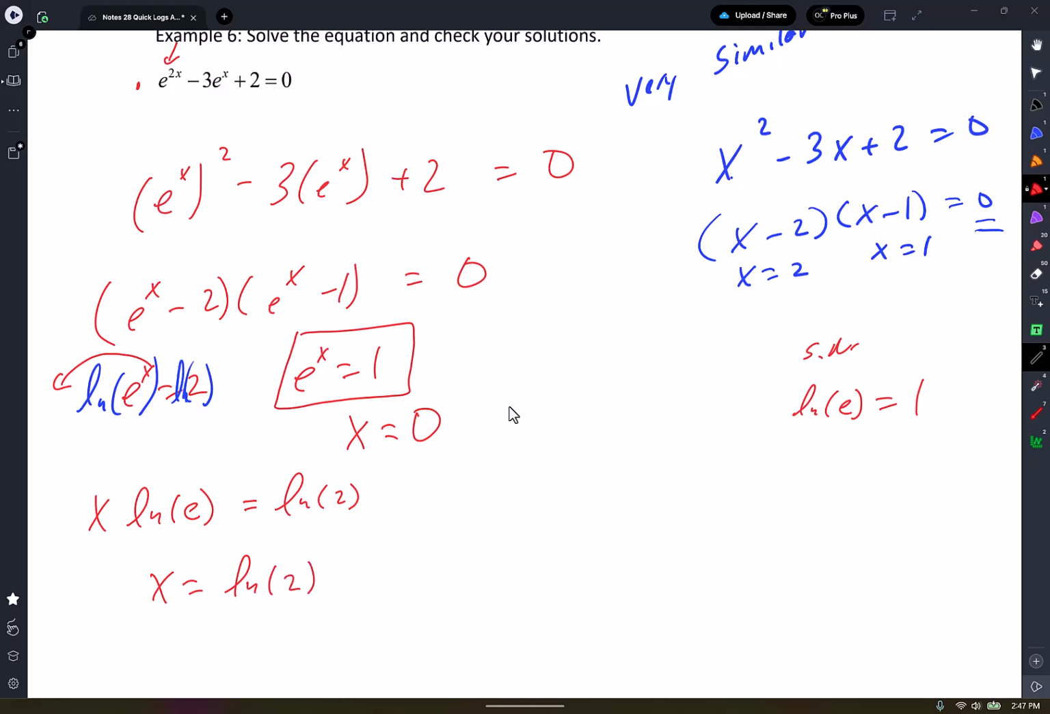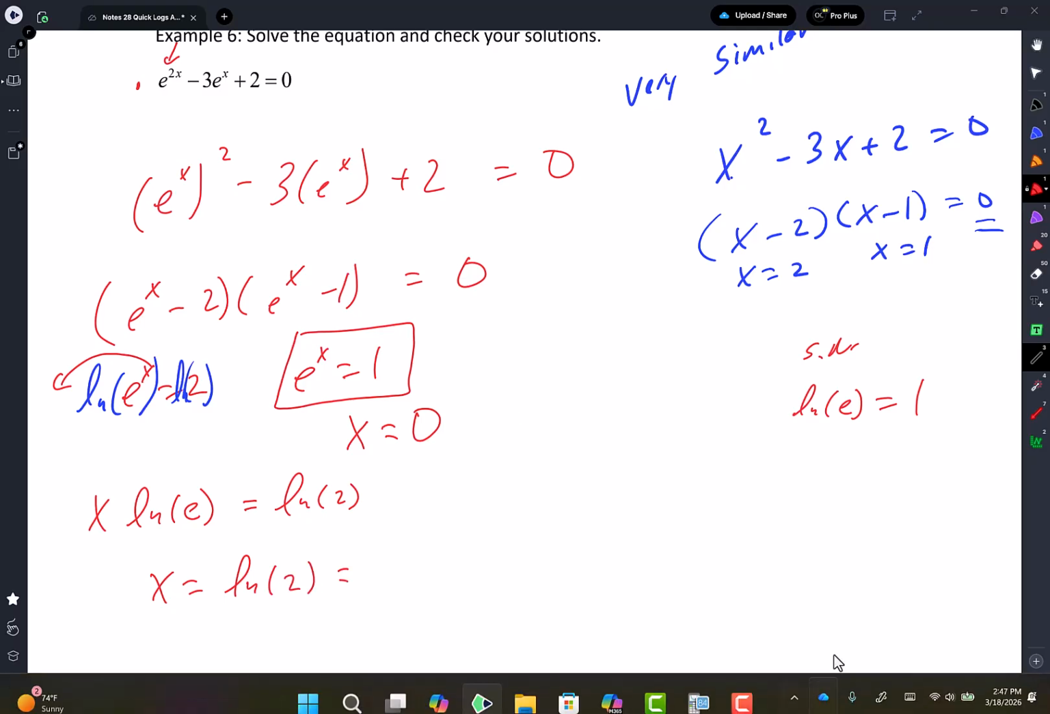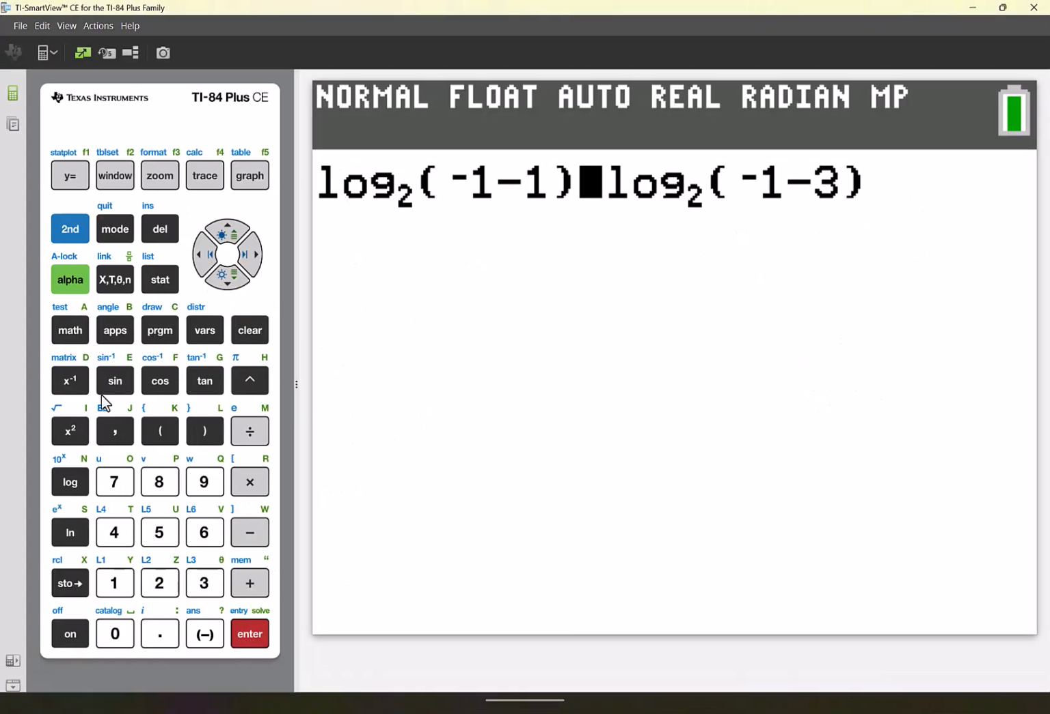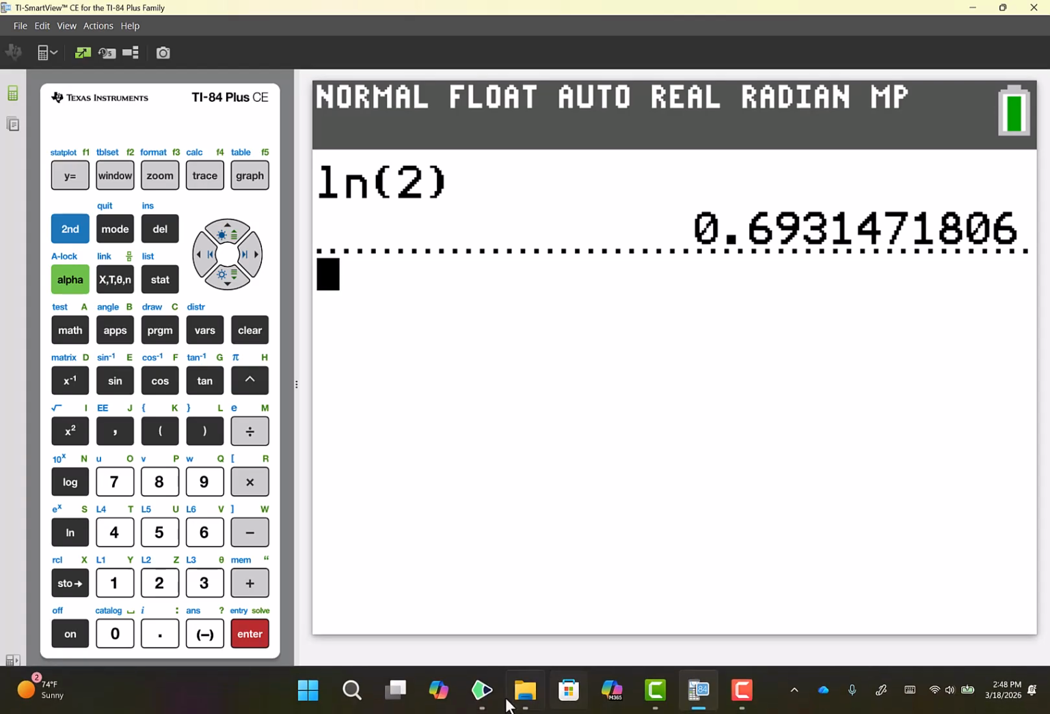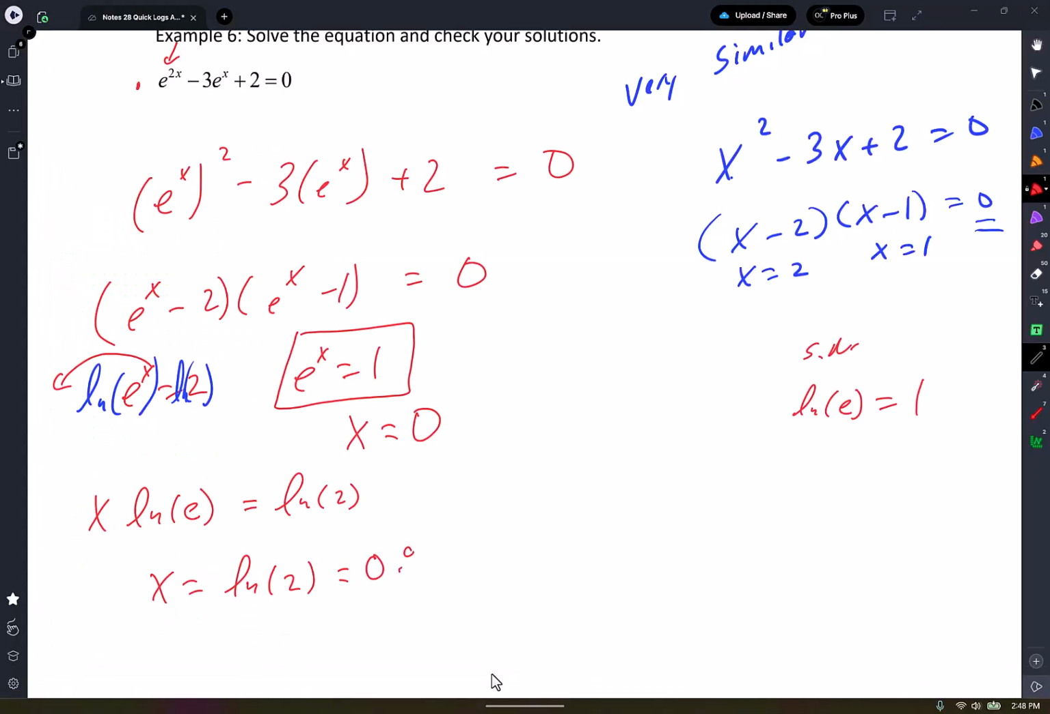You can leave it alone like that, or you can just type it into the calculator. You can go ln of 2. Oh, man, clear. ln of 2. And voila, there it is, 0.6931. There you go. How are we feeling, guys?